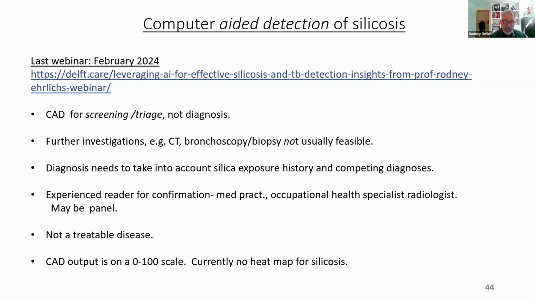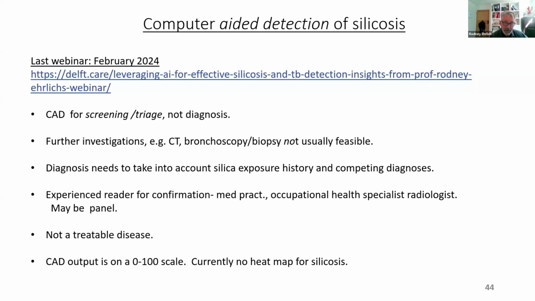Further investigations, which would increase the sensitivity and the specificity, bronchoscopy, biopsy, are not usually feasible in the settings about which we are talking. Diagnosis is not purely radiological, but it really relies on the occupational exposure history, competing diagnosis. There is no single gold standard test equivalent to GeneXpert. Experienced readers are needed, so it doesn't really mean a lot of radiologists will not have had experience of silicosis, and you really need readers who may not be radiologists that have such experience.